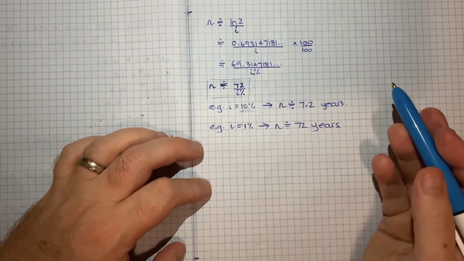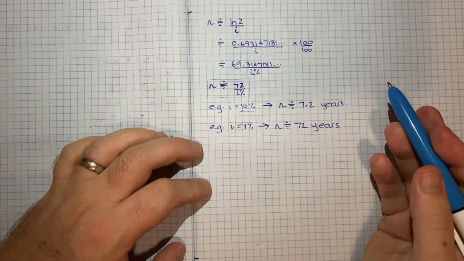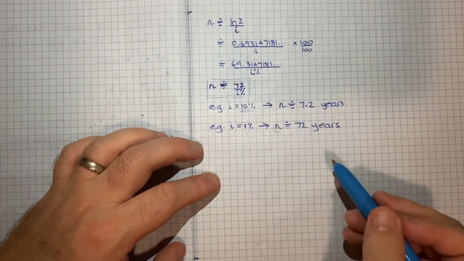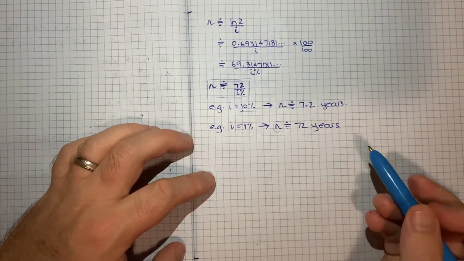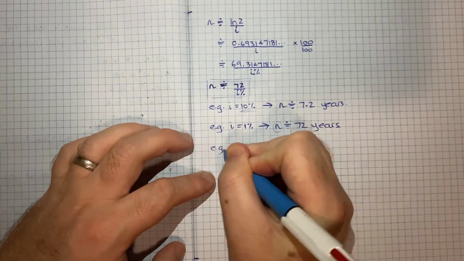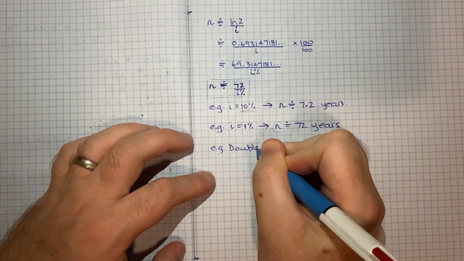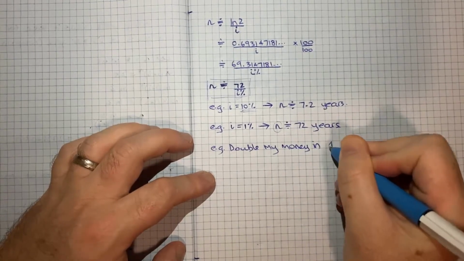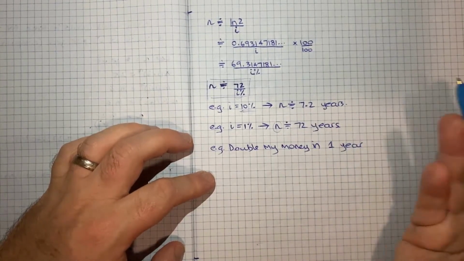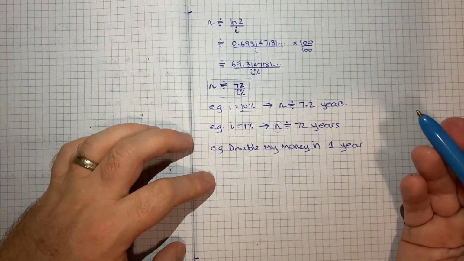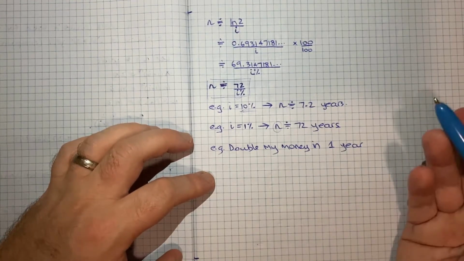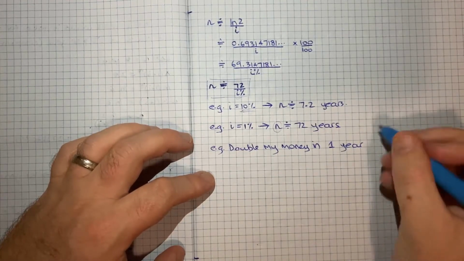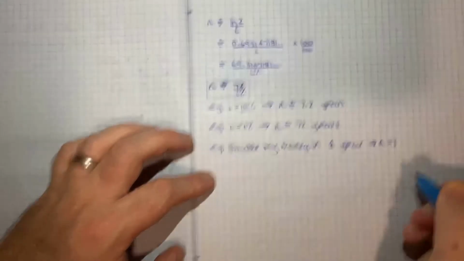You can also think in terms of assuming n and seeing what the interest rate is implied by it. So for example, if I said I wanted to double my money in 1 year, which is something that people think of when maybe they're thinking, oh, I want to get rich quickly, I want to double my money in 1 year, or every year I want to double my money. Well, how realistic is that? Because that's effectively saying n is equal to 1.